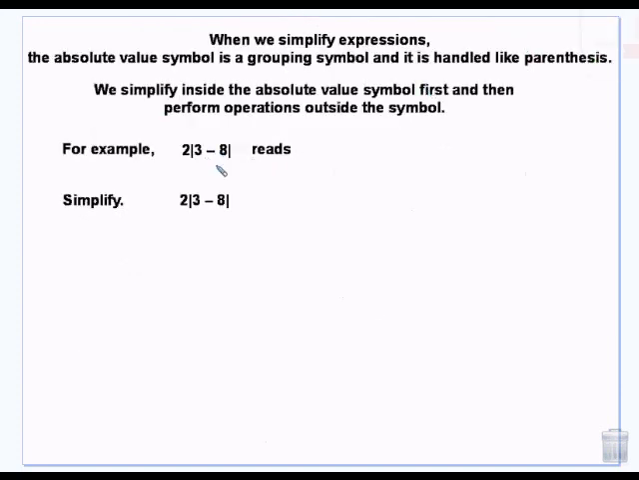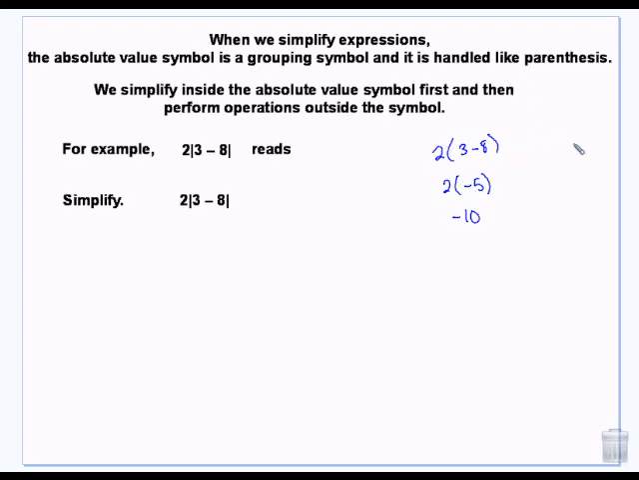If we have things inside, they act like parentheses. If I have 2 times (3 minus 8), we would do the parentheses first. So I'd do 2 times -5, and then I would get -10. It's the same thing except we take the absolute value.